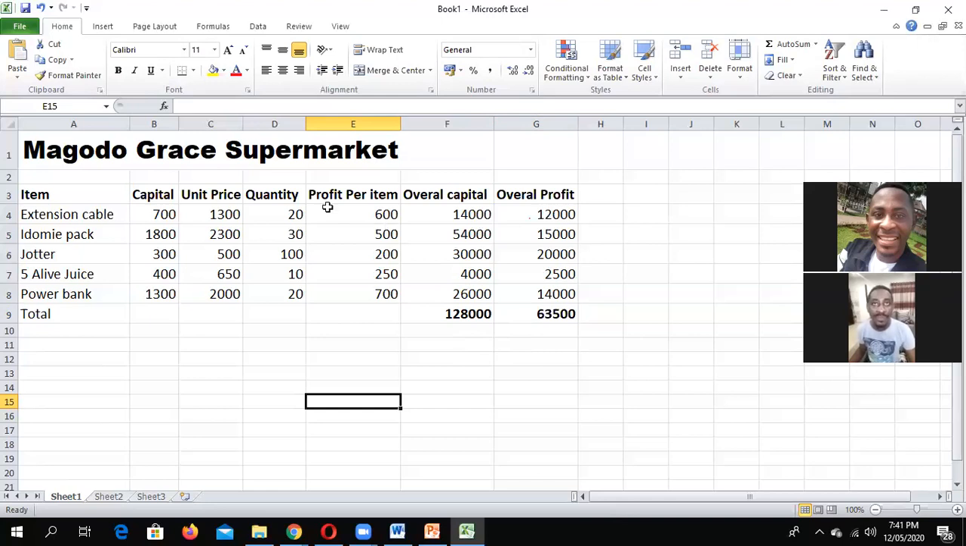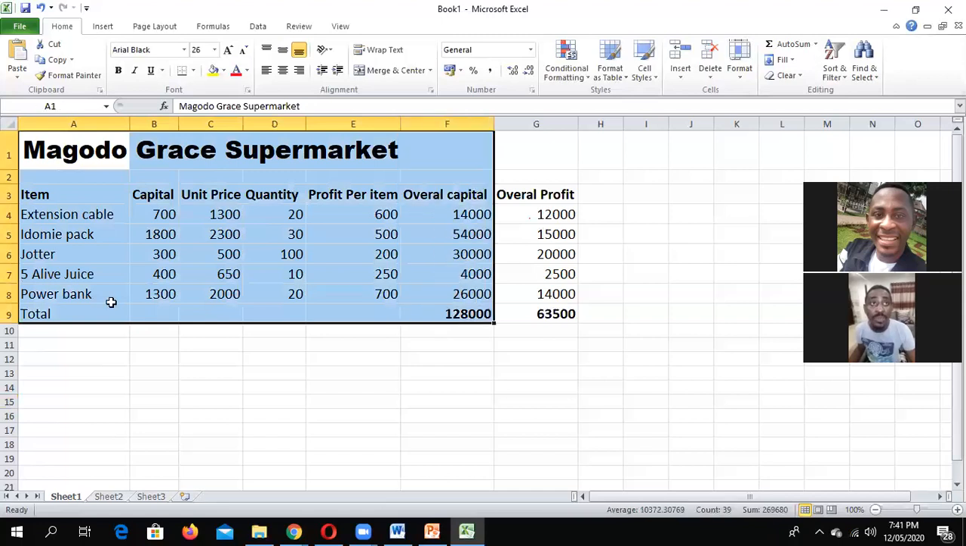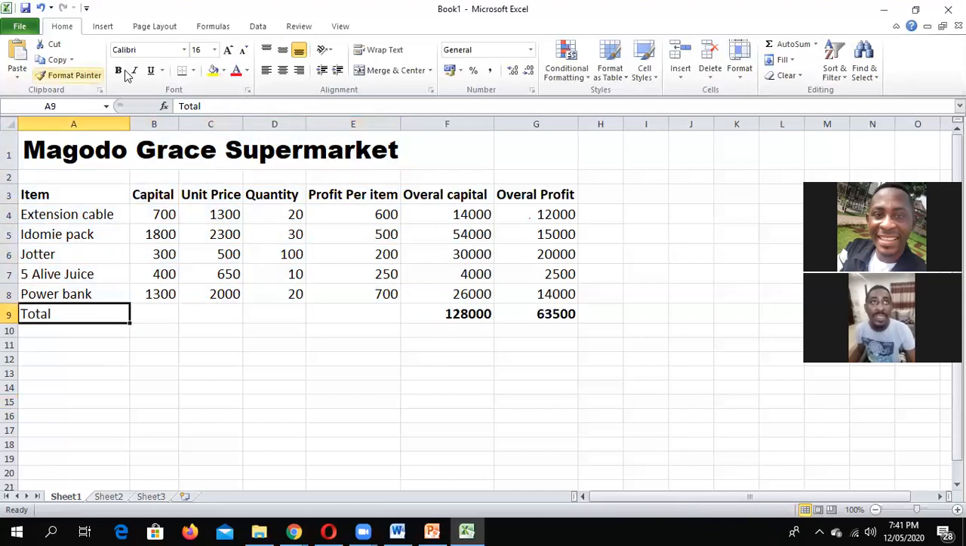So in this class, we've learned how to do addition, we've learned about multiplication, and now it's time for us to learn something new, something we're not used to. So I will go ahead and add a table to this spreadsheet. Then we would see how it looks.